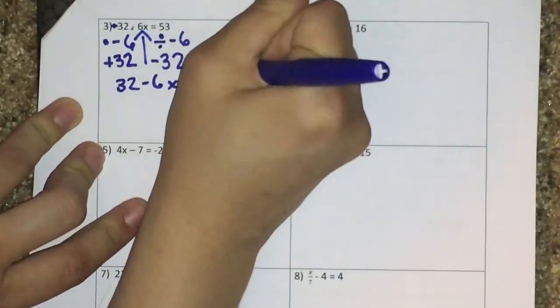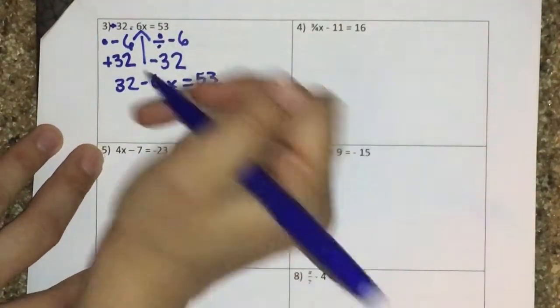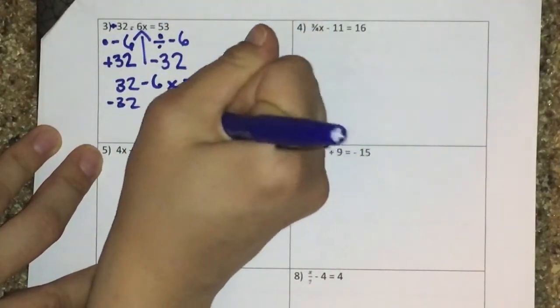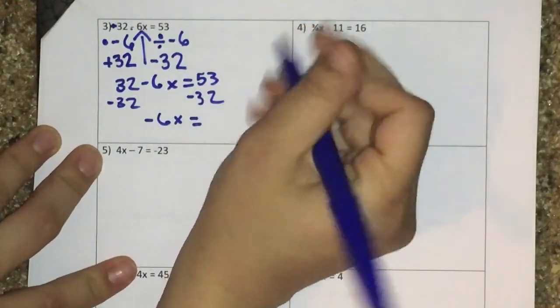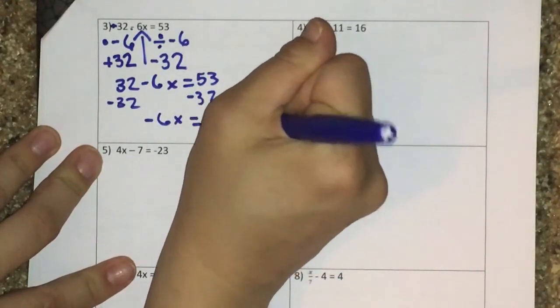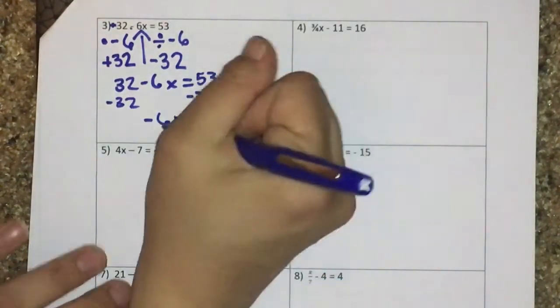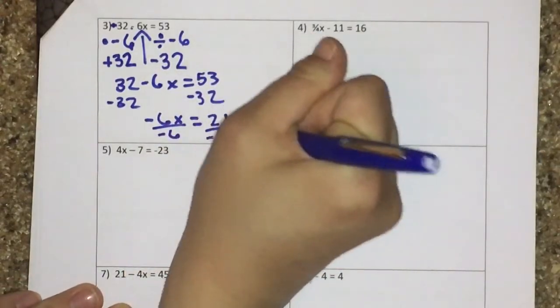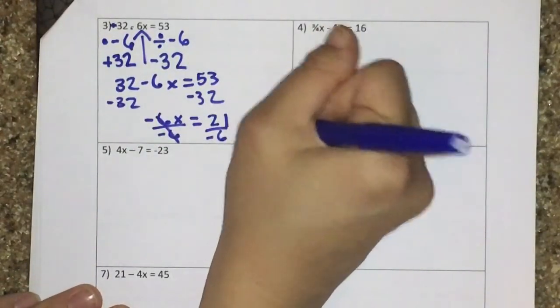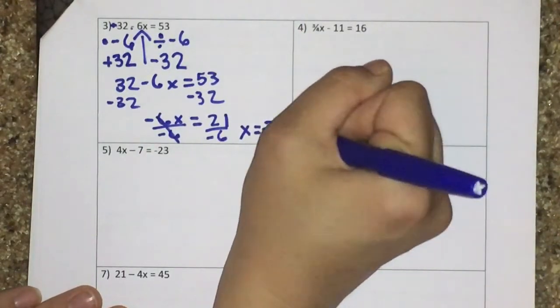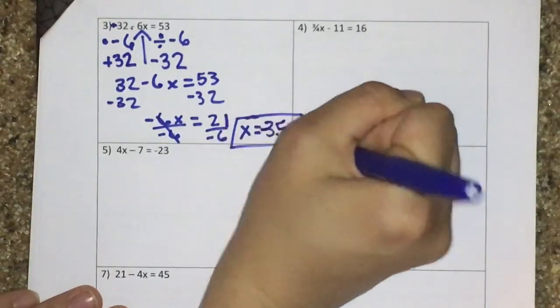So I'm going to rewrite my equation. 32 minus 6x equals 53. First, instead of adding 32, I subtract it. And I get negative 6x equals 21. And then, from here, instead of multiplying by negative 6, I'm going to divide by negative 6. Whatever I do to one side, I have to do to the other, so I have to do it to both sides. And I get that x is equal to negative 3.5, or negative 7/2.